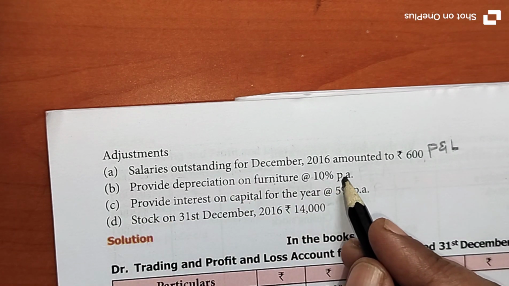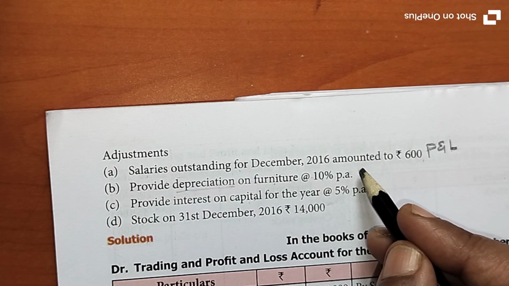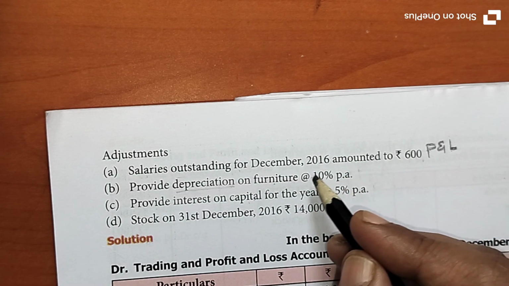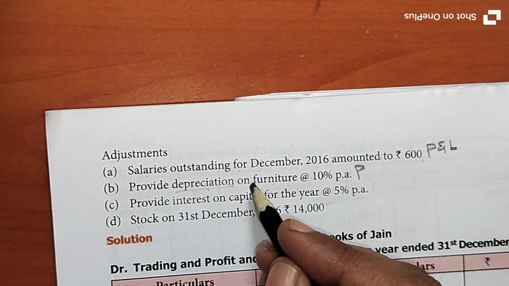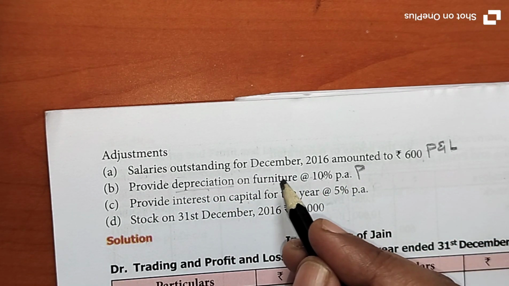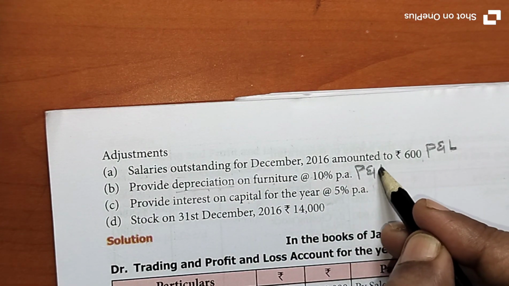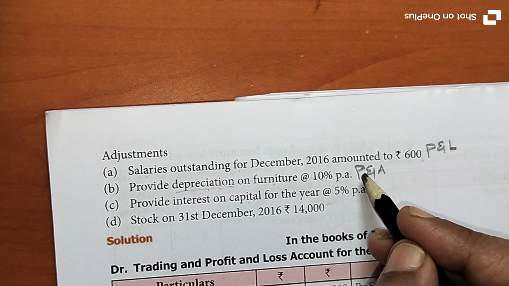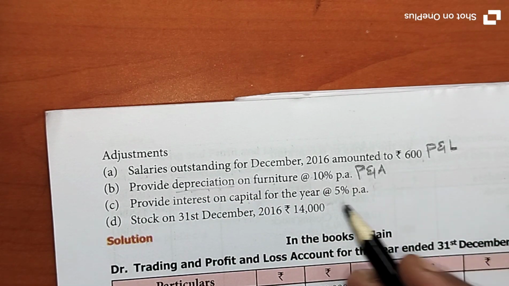Provide depreciation on furniture. Depreciation is a loss of the company, so all losses are placed on the debit side of the profit and loss account. So depreciation 10% goes to profit and loss account, and depreciation on furniture is also shown against the asset, so it goes to the asset side. So these two places. Depreciation on furniture goes to profit and loss account and asset.